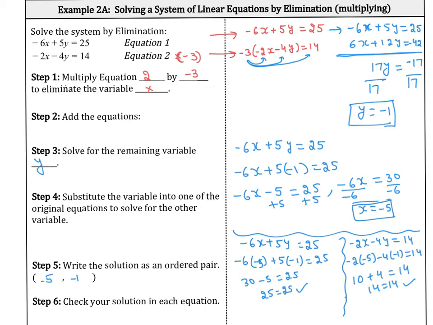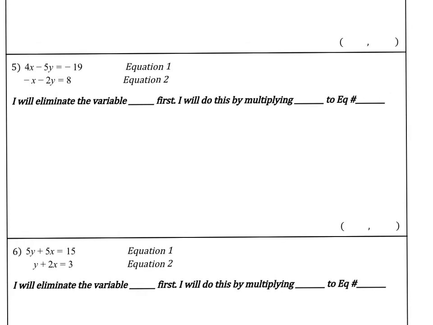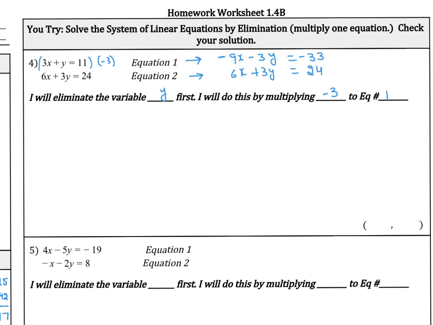Do the You Try problem on the other side. So, You Try problem number 4. In this case, I decided to make the y term the same number with opposite sign. That's why I multiplied this equation by negative 3. When we multiply this by negative 3, this is going to be negative 3y, and this is positive 3y already.